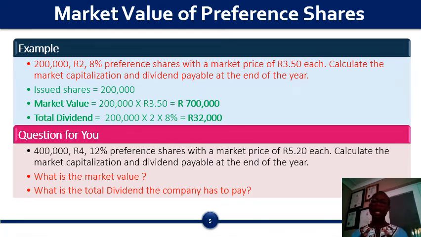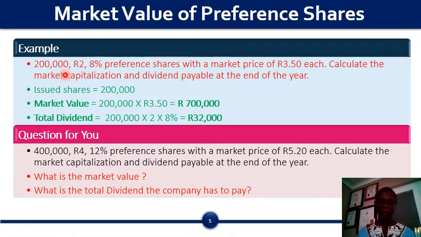But let's talk about preference shares. I want to go through preference shares slowly because they are not as straightforward as ordinary shares. So if you want to find the market capitalization of preferences, how do you find it? If you want to find the dividends for preferences, how do you calculate that?